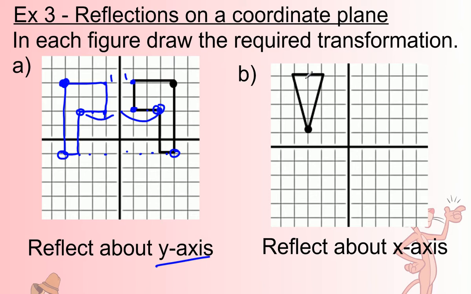Letter B. I'm going to reflect this about the x-axis, this line here. So all the distances are going to be the same distance away, but below. So 1 unit above, 1 unit below. Over here, 1, 2, 3, 4, 5 above, 1, 2, 3, 4, 5 below. And there we go.